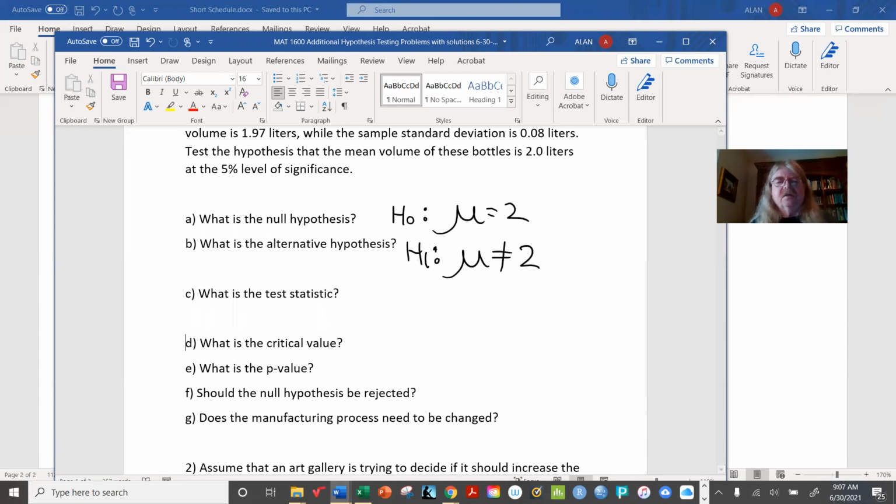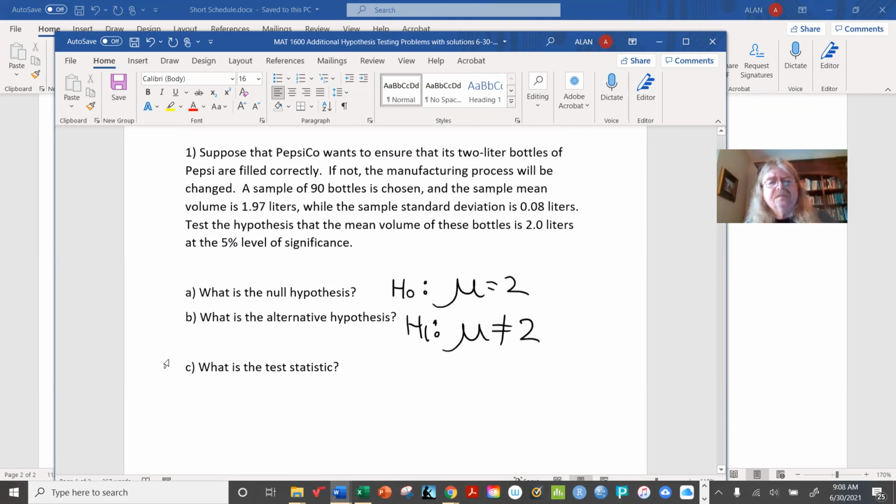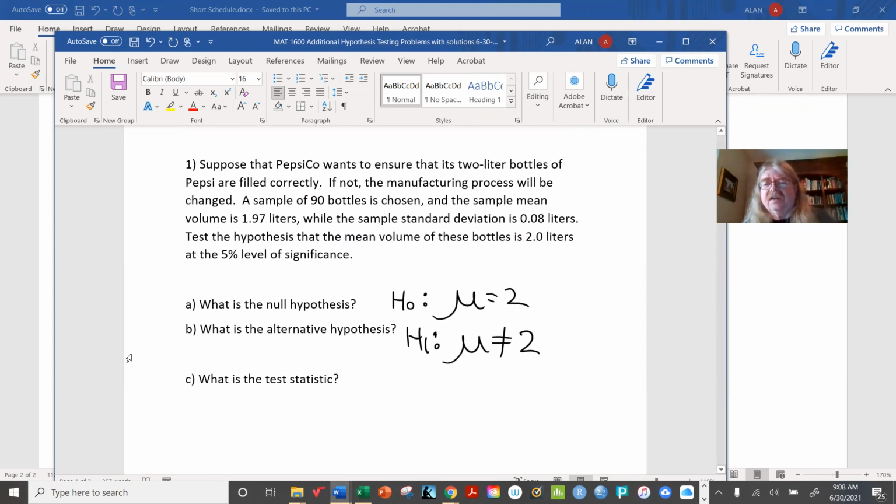All right, so what I'd like you to do is figure out the proper test statistic to use and then actually calculate it. Okay, so why don't you take a minute and figure out, first of all, which test statistic should we be using? And secondly, what should its value be?